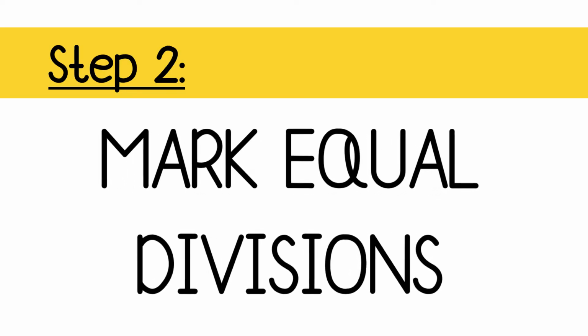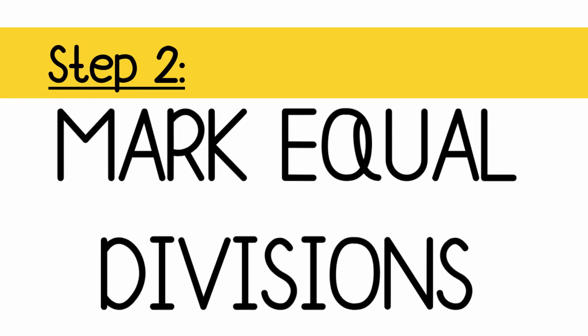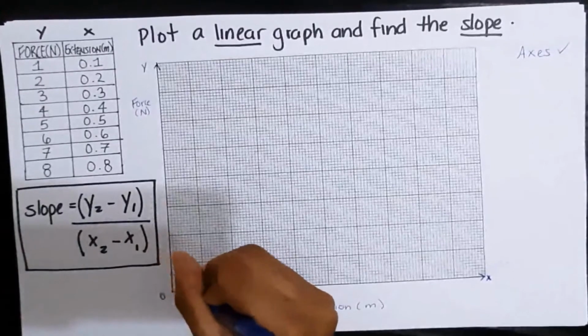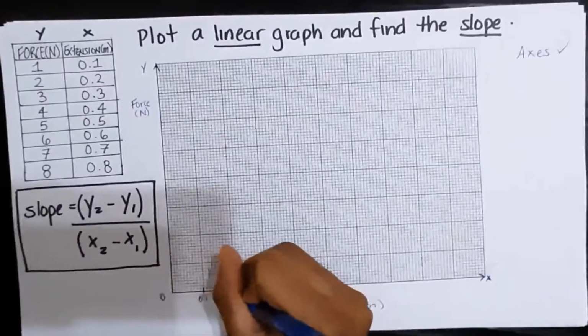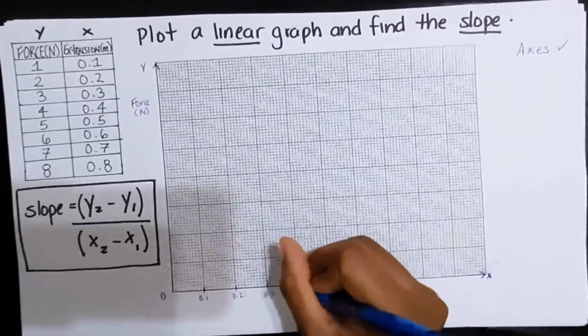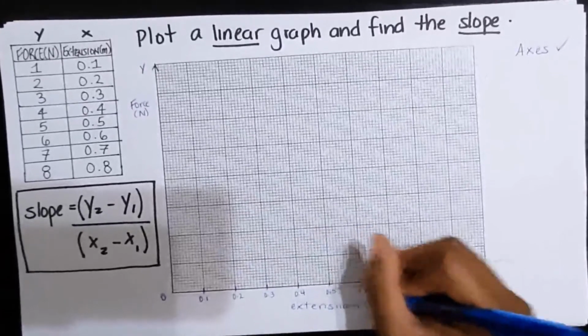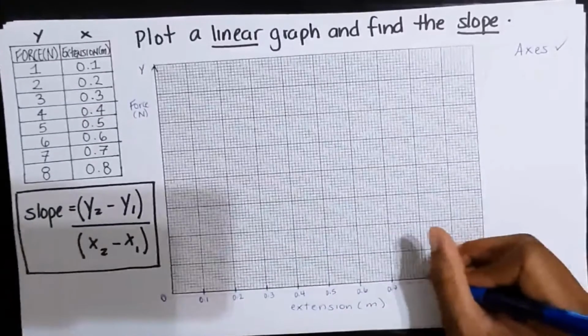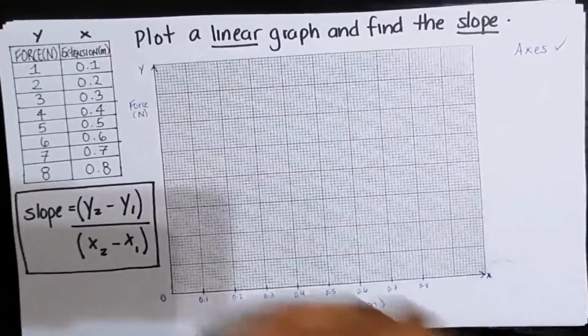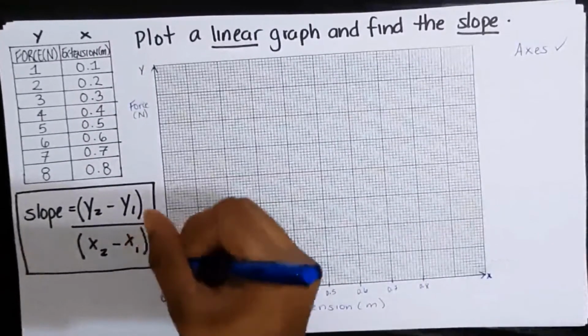Step 2. Mark equal divisions. After our axes are drawn, we will divide each axis into equal divisions. The easiest way to do this is to count the number of divisions, that's the big boxes we have, and divide it by the largest number in our table for each axis. Our answer tells us the value of the big boxes.